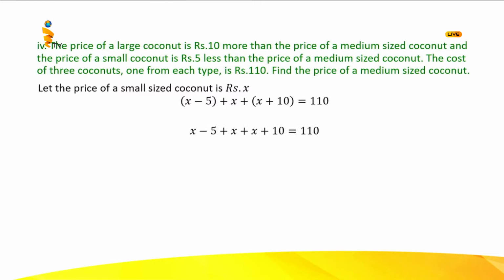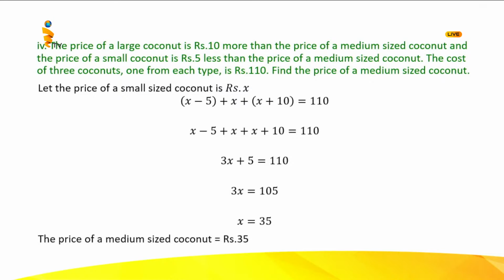Now by simplifying this equation, in this line I have removed the brackets. Then I can add the like terms. Then you will get 3x plus 5 is equal to 110 and 3x is equal to 105. When you divide both sides by 3, you will get x is equal to 35. Here I have taken the price of a medium-sized coconut as x. Therefore, the price of a medium-sized coconut is 35 rupees.